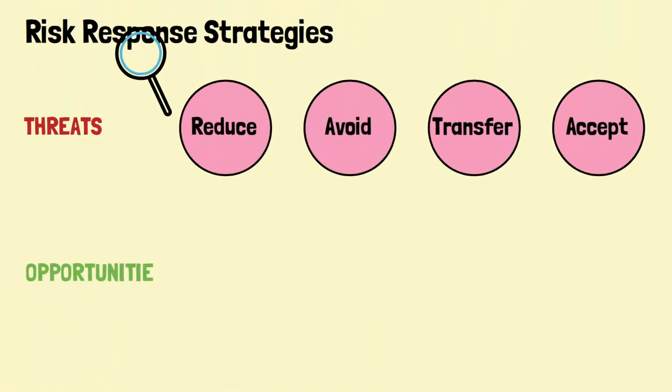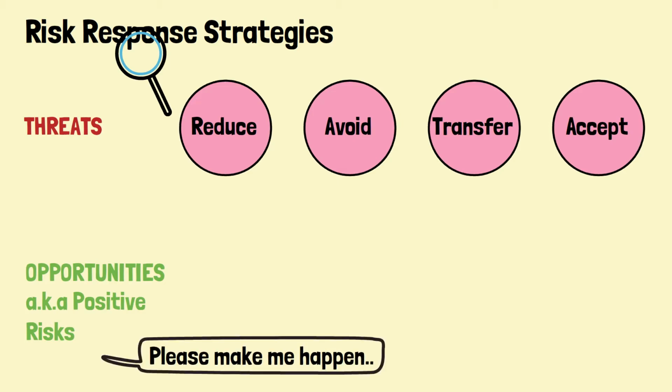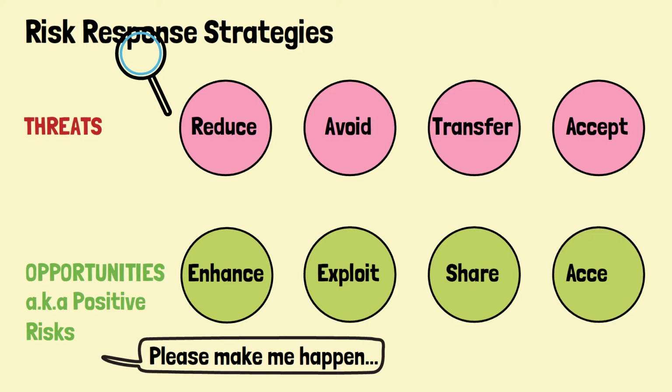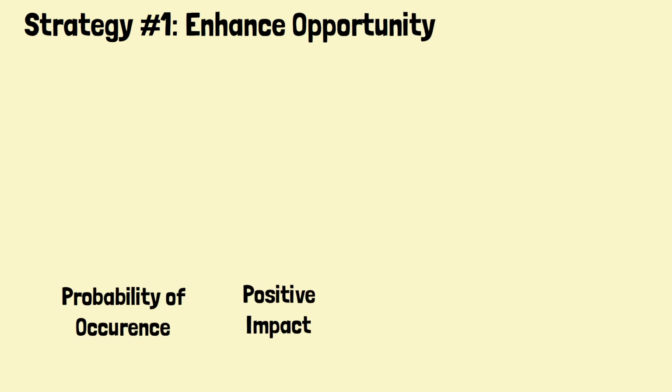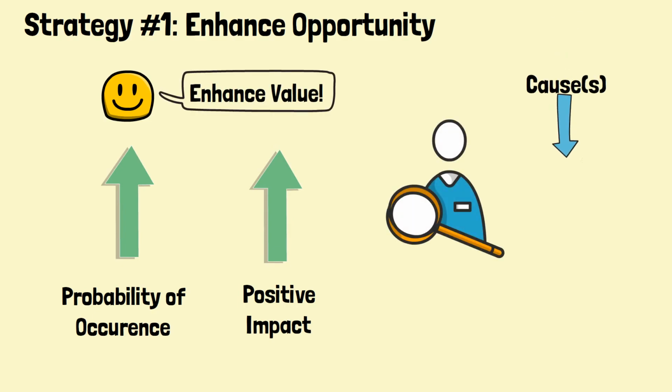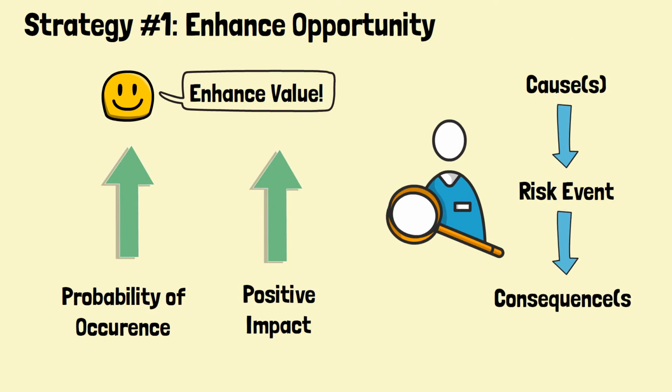Opportunities, or positive risks, are those that can enhance value. Therefore, the goal of the responses is to materialize them. And they can be grouped into 4 types of strategy, which are enhance, exploit, share, and accept. Strategy number 1, enhance opportunity. Compared to reduce risk strategy, the enhance strategy is to improve the probability of occurrence and the positive impact of the opportunity. In order to effectively implement this strategy, it is necessary to understand its cause, event, and consequence.